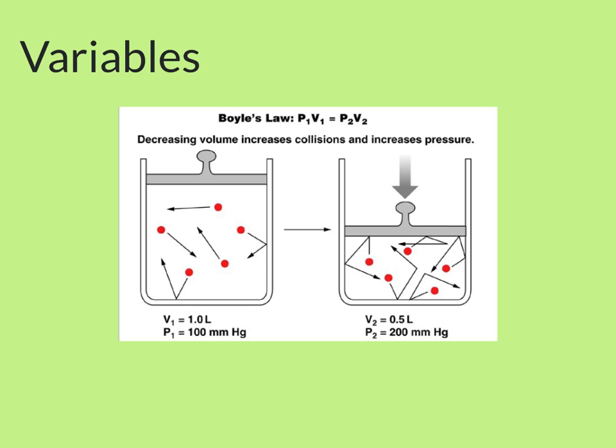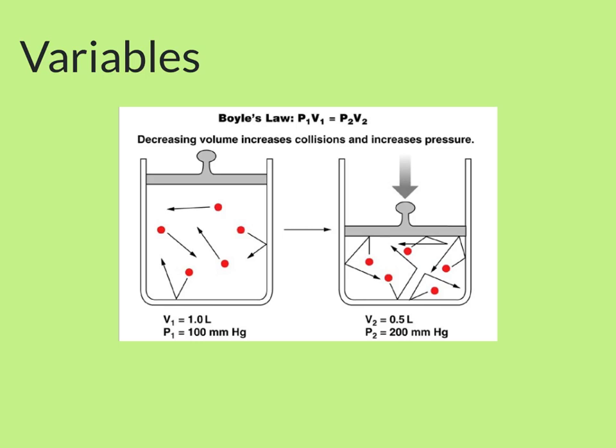The variables in Boyle's law are pressure and volume. As you can see in this diagram, in the first example, we have 5 particles of gas, and they are in a large container, and so the volume of the container is 1 liter, and the pressure is 100 millimeters of mercury. When we push down on the lid, increasing the pressure to 200 millimeters of mercury, we decrease the volume by half a liter. Notice here that the particles are bouncing off of the walls of the container with more force and more frequently, and this is what causes the pressure to increase.